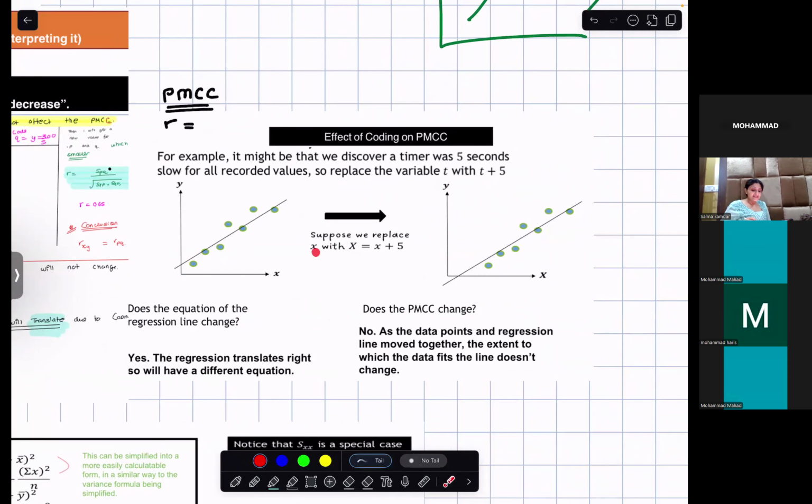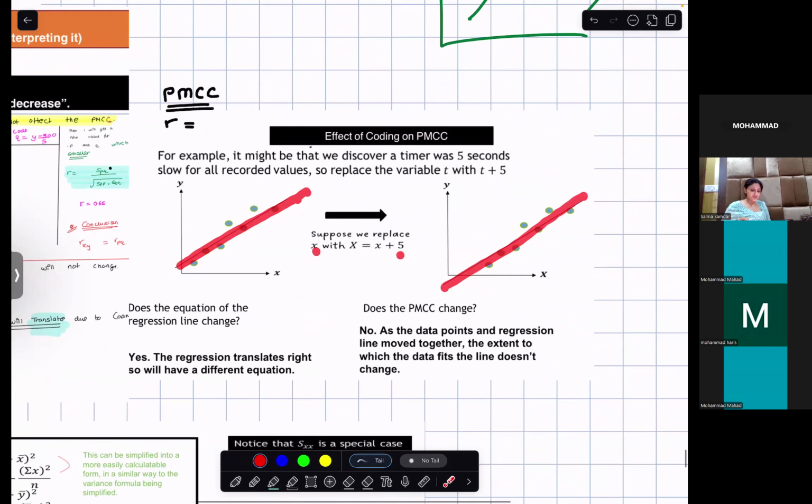If I code my X into X plus 5, my data will just shift and my line would just change. But the PMCC will never change. If I am coding my data, my regression just translates to a different equation. But as the data points and the regression line move together, the extent to which the data fits the line does not change. I hope you remember this.